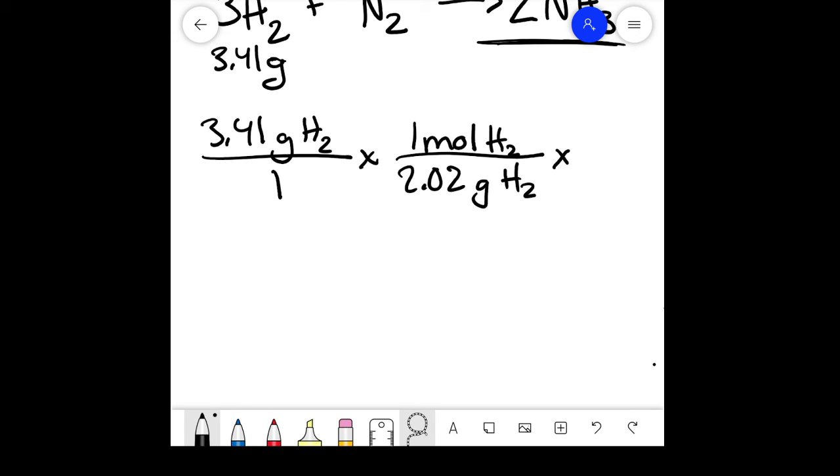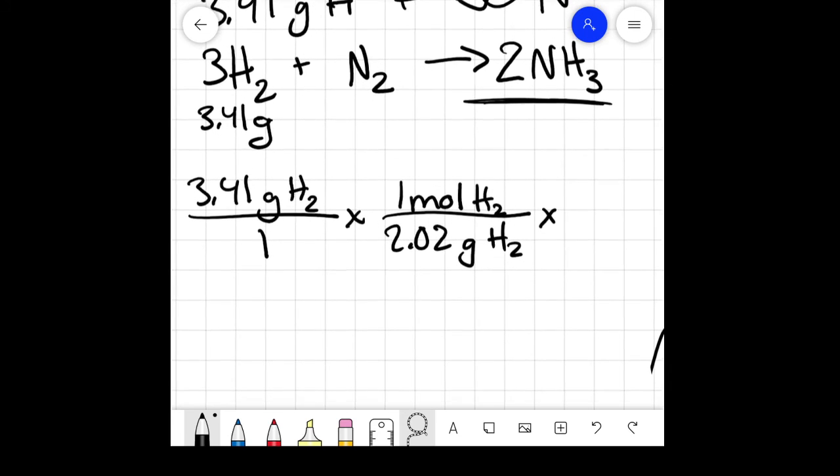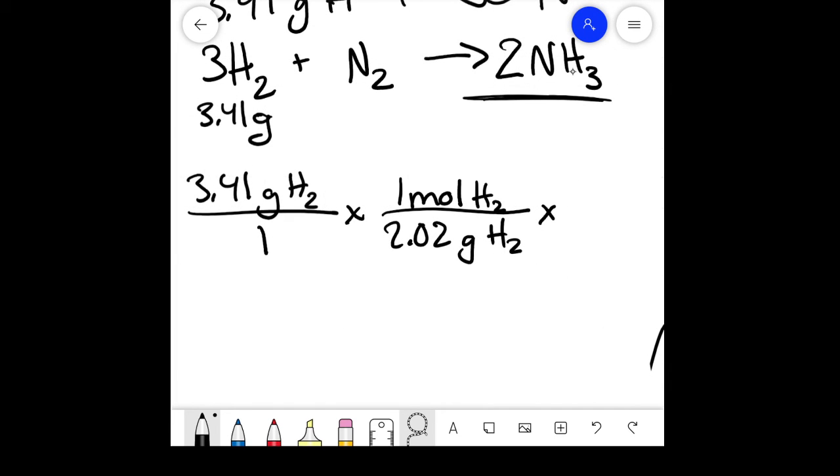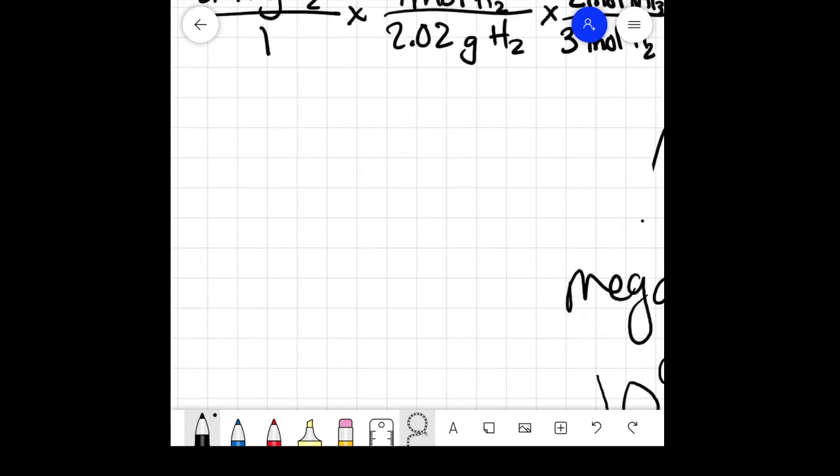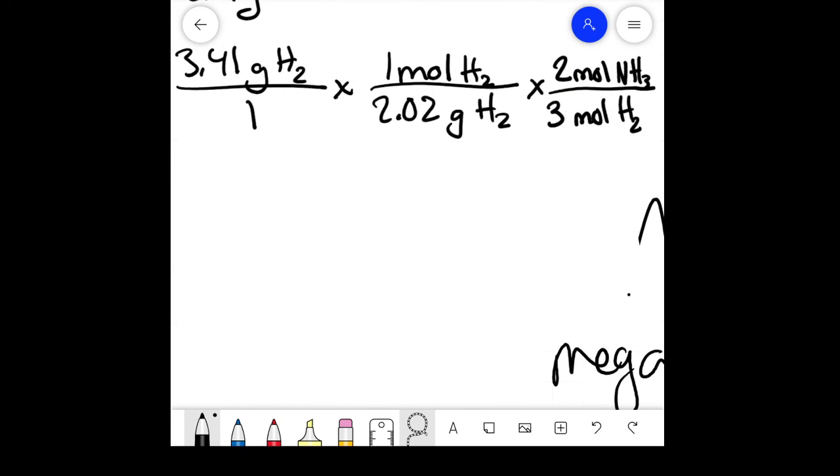And then this is now where the molar ratios come into play, because we need to go from hydrogen to NH3. In our equation, we see we have 3 moles of hydrogen, so that will go on the bottom. And then there are 2 moles of this, so we put that on top. And that is our molar ratio. And I'm going to come down at the bottom, because I did not check what I was writing on.